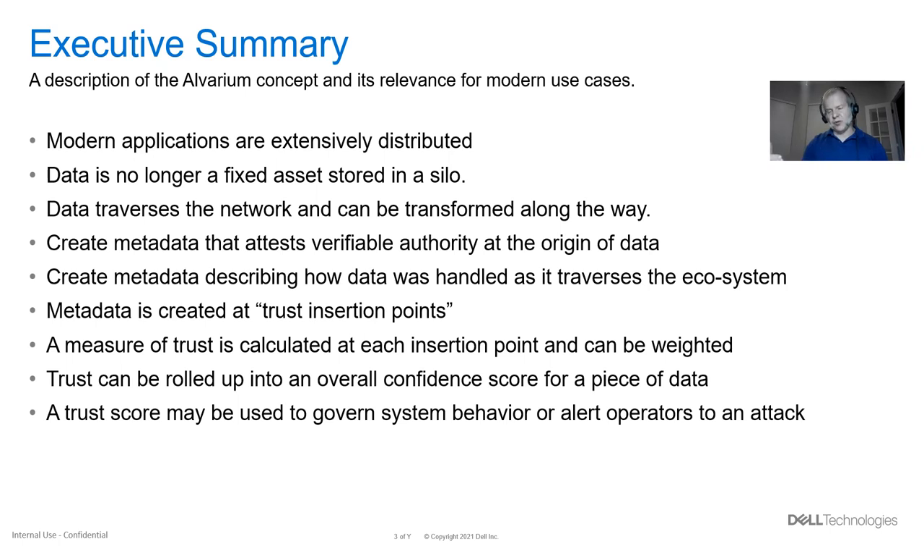And at each one of these insertion points, there are a series of factors that we can evaluate in order to determine that data is being created, modified, and handled in a way that conforms to best practices or policy. And each one of those factors can be independently weighted because some things are more important than others. The trust from these factors is then calculated by what we call the confidence score. So that confidence score then is an objective measurement of the level of trust that you can have in how the data was handled. And that trust score may be used for various scenarios like governing system behavior, sending out alerts for things that go wrong, notifications of possible attack, or even just applications that have been deployed and are misconfigured.